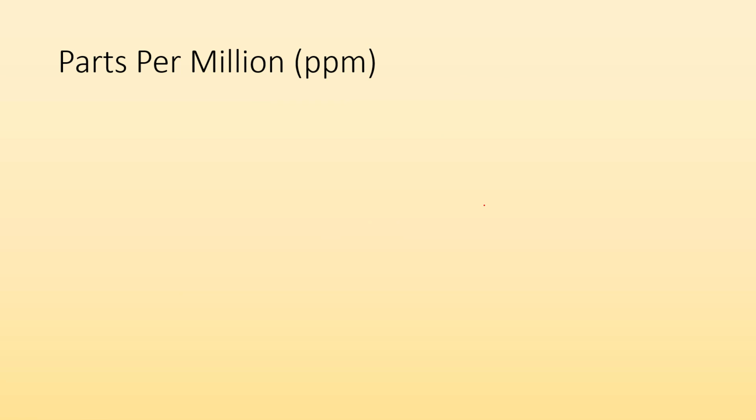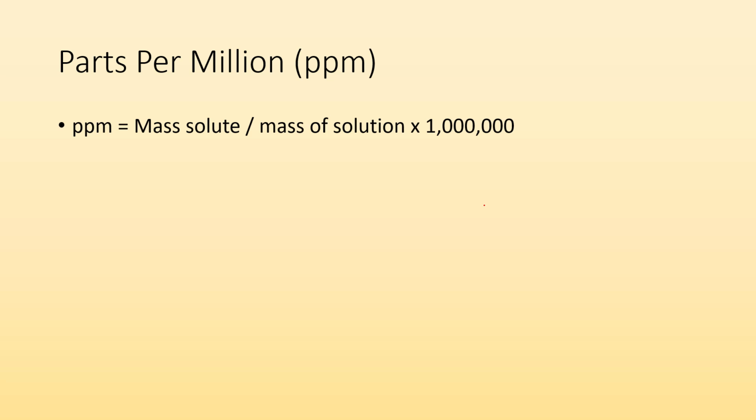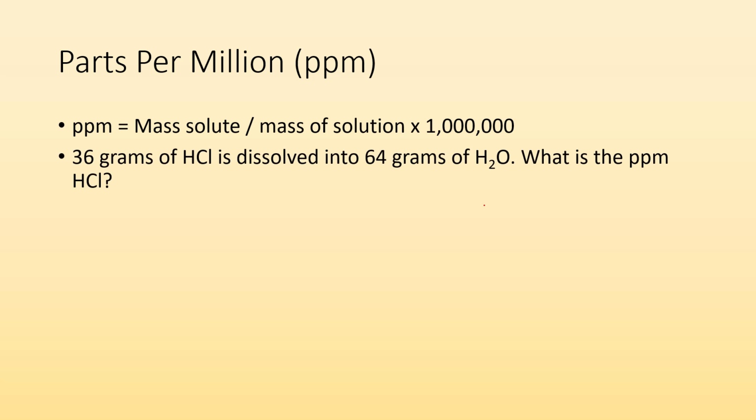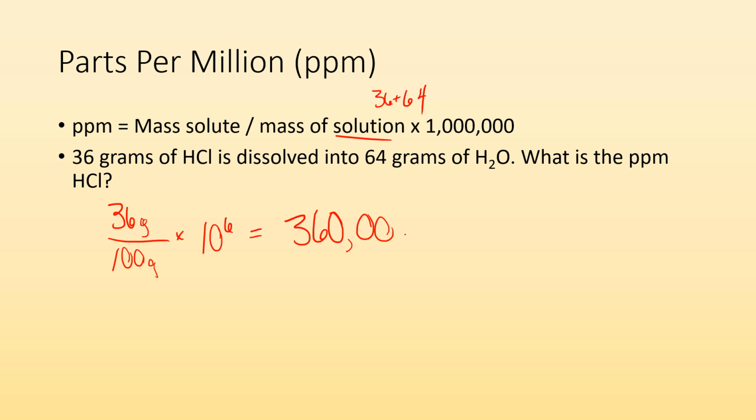So parts per million looks pretty similar to the percent by mass formula. Parts per million is equal to mass of the solute divided by the mass of solution. That's still the same, but times a million. So again, same setup, but what is the parts per million for this? Again, mass of the solute, which is my 36 grams, divided by the mass of the solution, so 36 plus 64, 100 grams, times, in this case, a million, or 10 to the 6. And we end up with a much bigger number because it's out of a million instead of out of 100. You end up with like 360,000 parts per million.